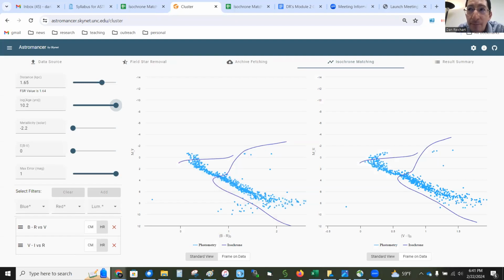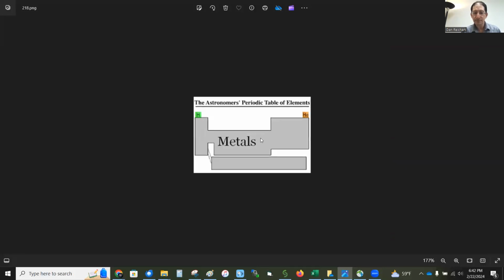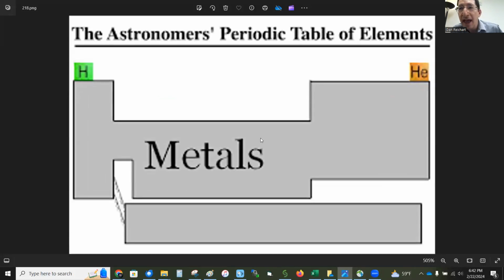Now, we have one more parameter to understand before we can start matching these isochrone models to the data, and that is metallicity. So what is a metal? An astronomer has a different definition than a chemist. Let me show you the astronomer's periodic table. It's very simple. We have hydrogen, we have helium, again, both made shortly after the Big Bang, and then we have everything else. And everything else we just call a metal.